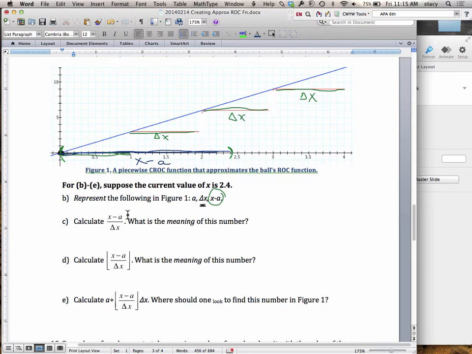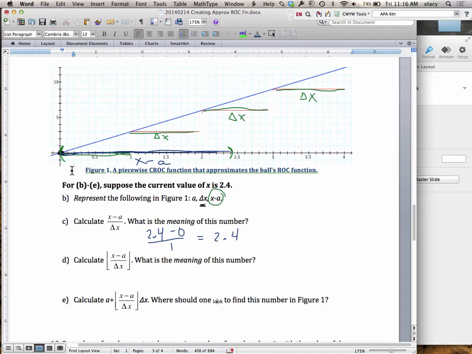So then when we do this computation of x minus a divided by delta x, what is it? We can calculate it. x is 2.4, a was 0, delta x was 1, so we get 2.4. What's the meaning of that number? It's the number of changes in x. In the time. In which time?